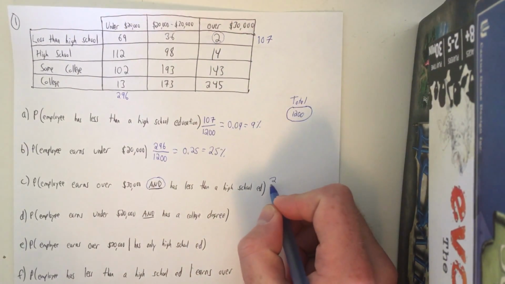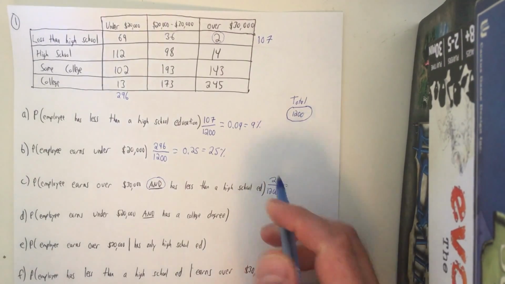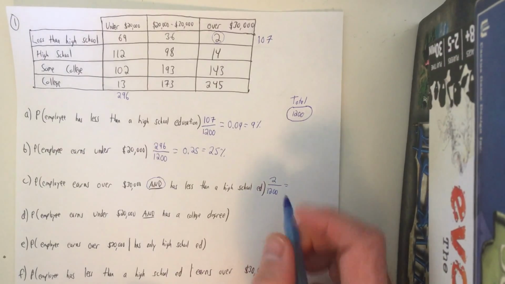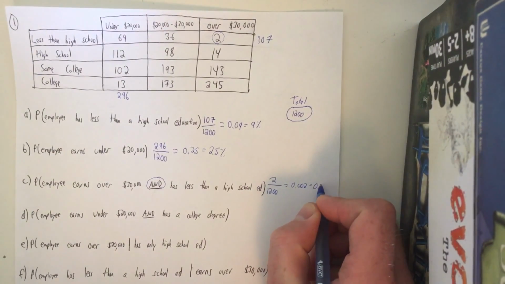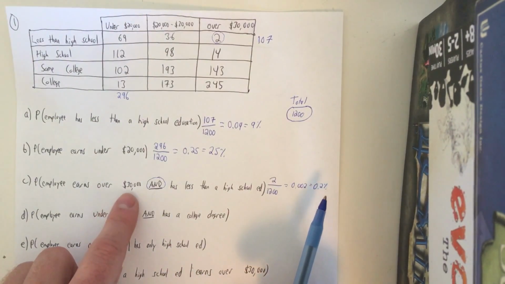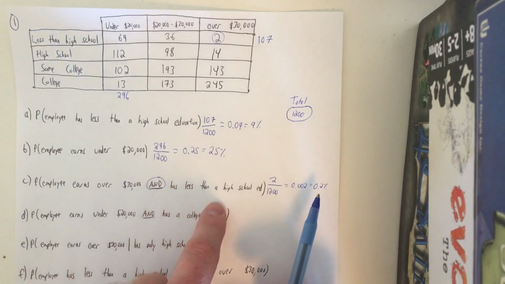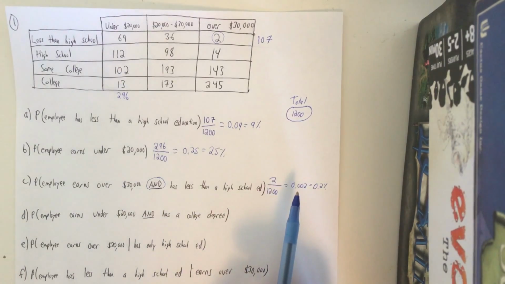You have a 2 out of, again, our total of 1,200 people, 2 out of 1,200 chance, or 0.002 or 0.2% chance of earning over $30,000 while having less than a high school education. So that's where we're at so far. Again, feel free to pause the video wherever you need to.